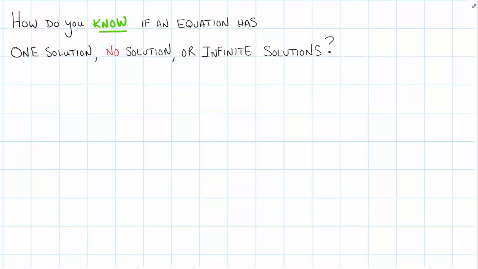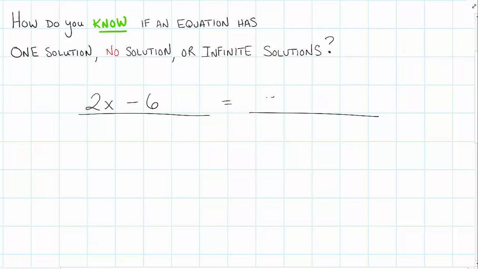Let's look at something that will either have no solution or infinite solutions. And again, pay close attention to the variables. If I go ahead and say that we have 2x minus 6 on one side, and the other side is 5 plus 2x.